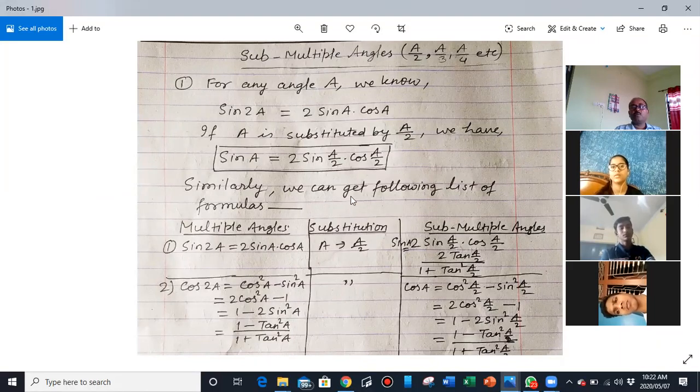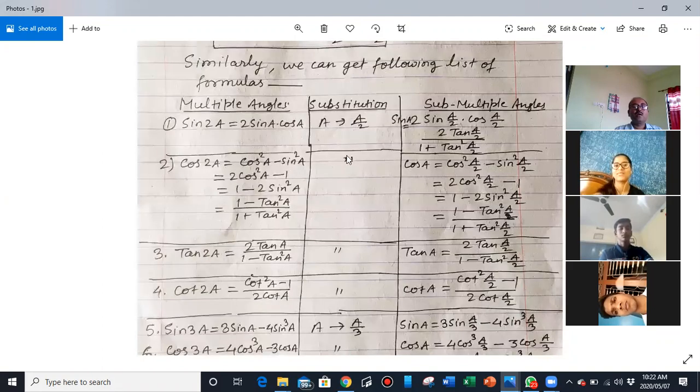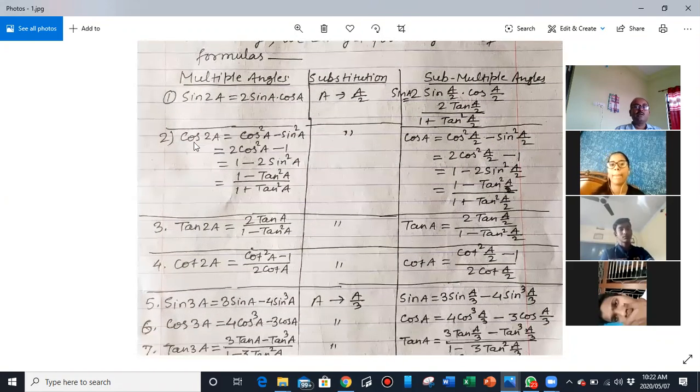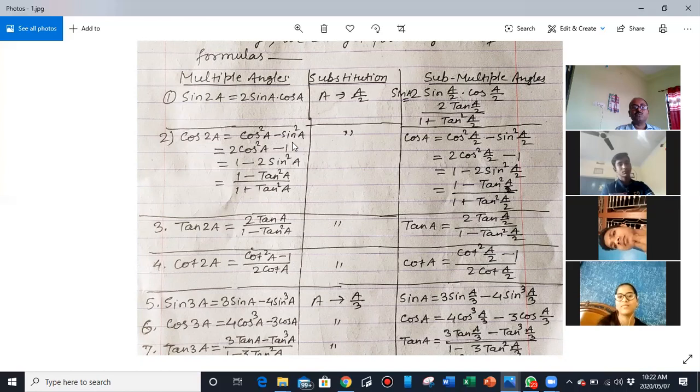Similarly, we can get the following list of formulas. Here I have listed the details; you can try. Like this, the first one was from above. Again focus on the previous day's formulas. Cos 2A had 1, 2, 3, 4 options. One option is cos square A minus sin square A. Another option was 2 cos square A minus 1, or 1 minus 2 sin square A, and in terms of tan A, it is 1 minus tan square A by 1 plus tan square A.